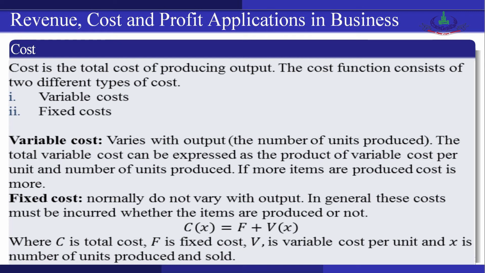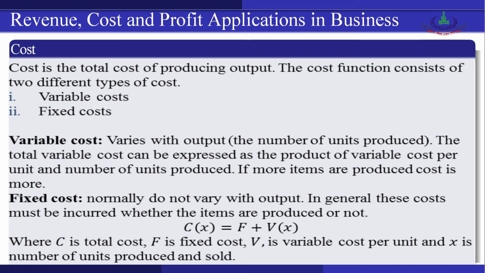Second thing is fixed cost. Normally, it does not vary with output. In general, these costs must be incurred whether the items are produced or not. So, we have the general formula for the cost function, and it is given by C of x, and it is equal to F plus V of x. F represents the fixed cost, V represents the variable cost. Therefore, total cost is equal to fixed cost plus variable cost.